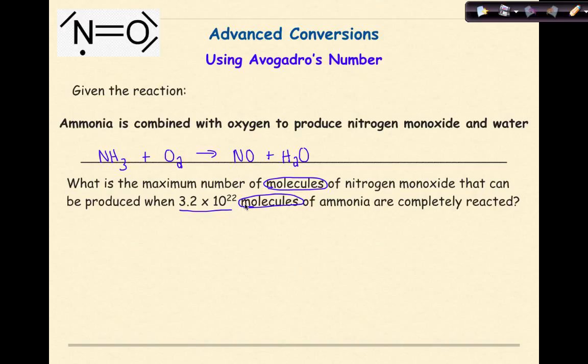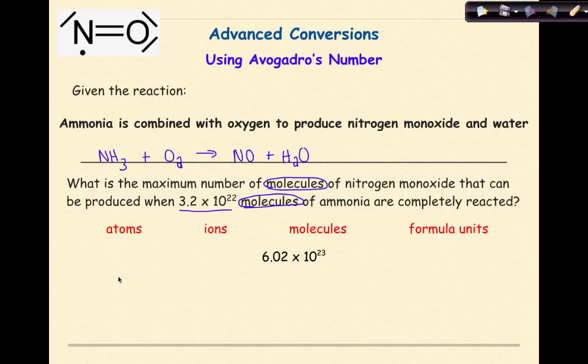Whenever you see the word atom, ion, molecules, or formula units, and we're doing a conversion like this, you know that we're going to have to use 6.02 times 10 to the 23rd somewhere in our setup. Because really what we're going to be doing here is taking this number, 3.2 times 10 to the 22nd, and converting it to moles. Then we'll look at the next step.